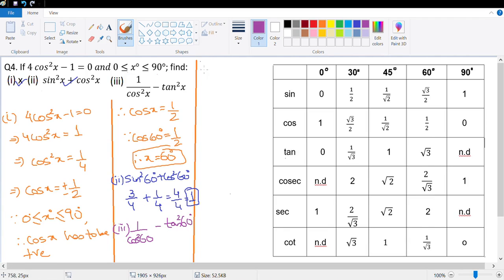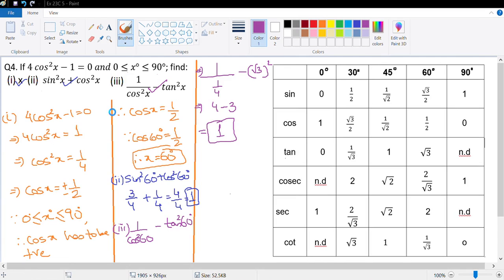So what's the value of cos 60? Cos 60 is 1 upon 2, square, which means 1 upon 4. 1 upon 2 whole square, that's 1 upon 4. Minus tan 60. Tan 60 is root 3 whole square. So this is equal to 4 minus 3, which is equal to 1. So the third part also done. The third part value is 1. Let's look at the next question.